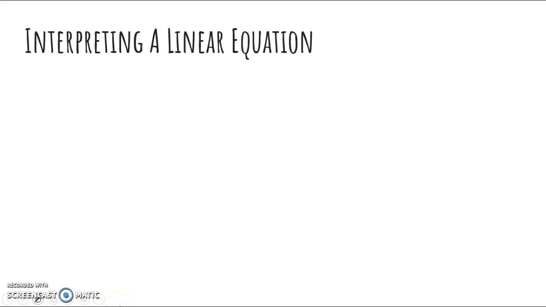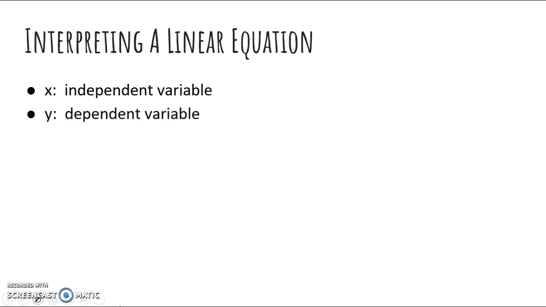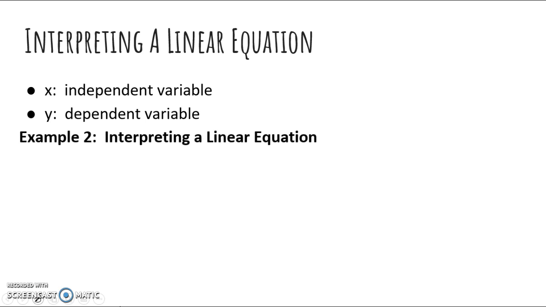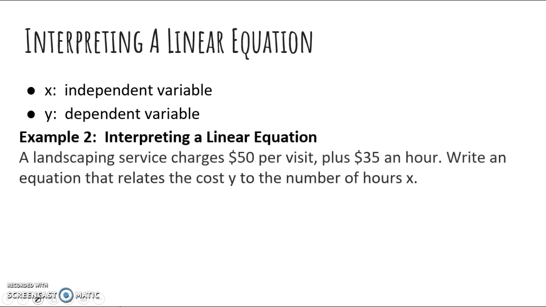This video is Linear Equations Part 3. We're beginning with the interpreting a linear equation slide. When we talk about x, that is the independent variable, and y is the dependent variable, because the answer we get for y depends on what the x is. So let's look at this example, interpreting a linear equation.